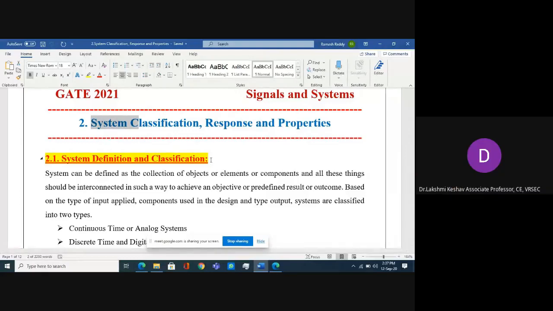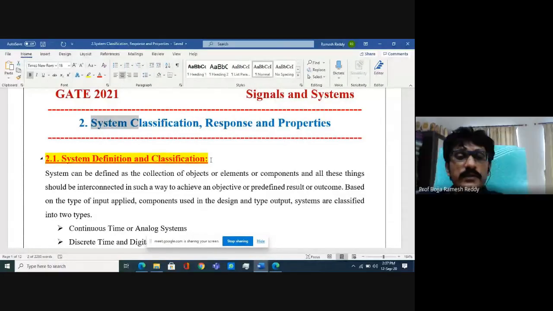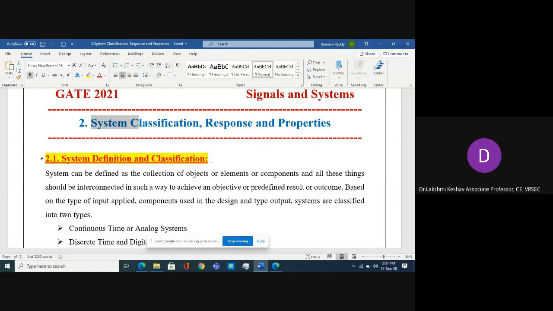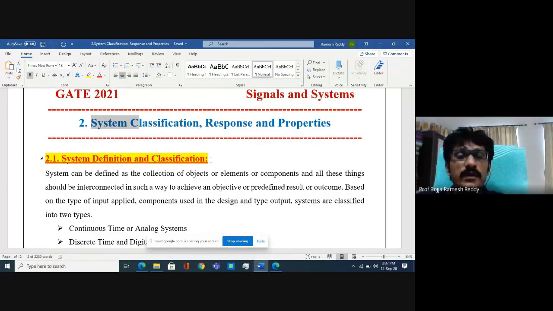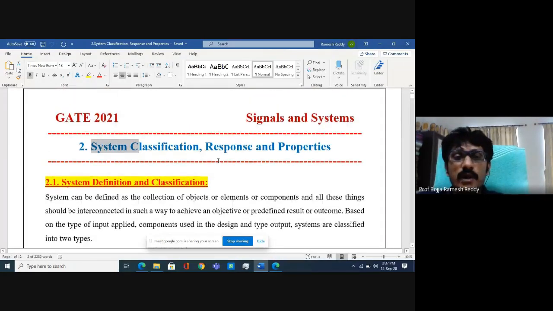Yes, classification of signals, concept of signal, various operations used in signals and systems, and properties of signals. And we have seen some problems also given in the previous GATE examination. And today we will see the second module, that is about system: system definition, classification, how to evaluate the response of a system, and what are the properties of a system. And finally we'll see questions given in the previous GATE question paper.